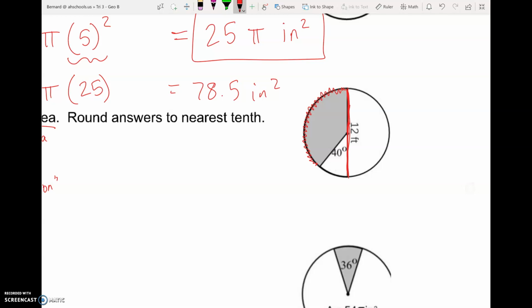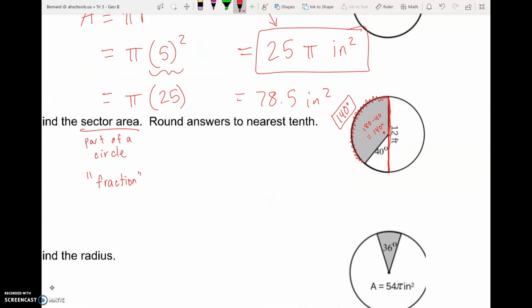And so that 40 and then the gray section, those two are linear pairs. Together they have to equal 180. And so our gray section is going to be 180 minus 40, which means this is a 140-degree angle. And if that angle is 140 degrees, then so is our arc. And so what we're really looking for here is the area of a 140-degree section of this circle.